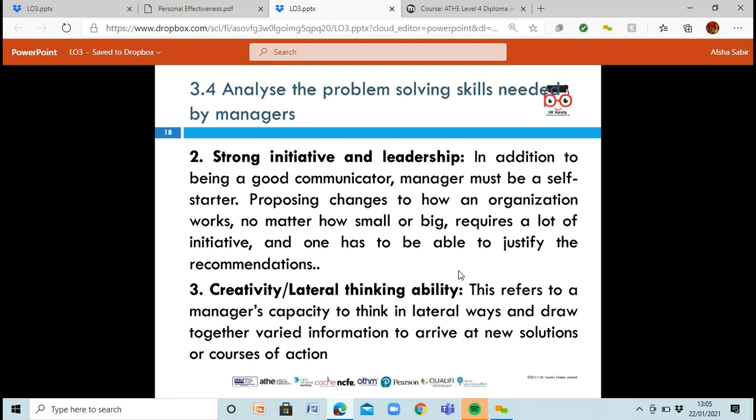This just means that managers have the capacity, the thinking within themselves, to think in lateral ways, so in multiple ways, and they can draw lots of different bits of information, pull them in, and think of new solutions or new actions that might need to be taken to maybe expand the business or to even solve any basic problems or big problems that happen on a daily basis.